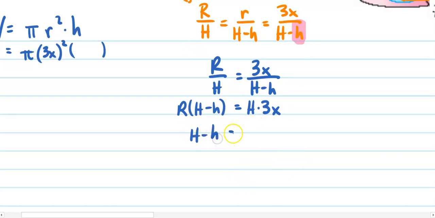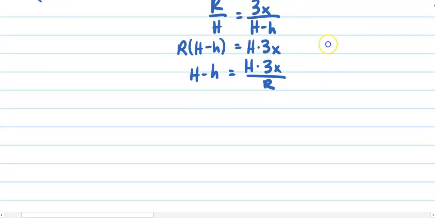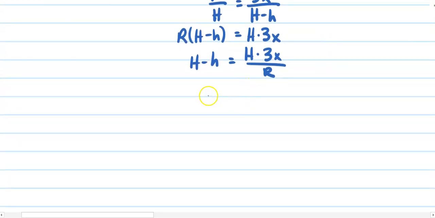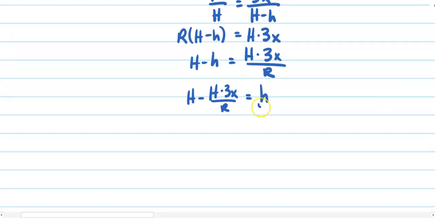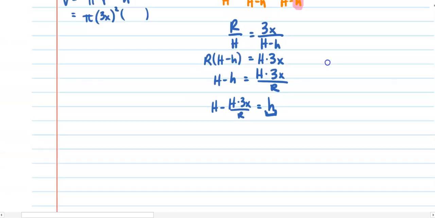H minus h is equal to h times 3x over r. Now, I'm going to add h to both sides and then subtract this group back to the left so that I don't have any negative leading coefficients. And that's going to leave me with capital H minus h times 3x over r equals lowercase h. And this is pretty good for us because we've now established what lowercase h is equal to in terms of x, but also in terms of capital H and r.